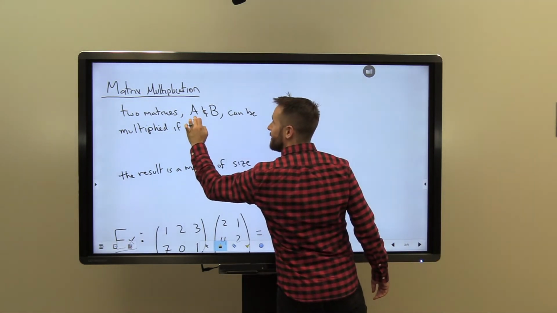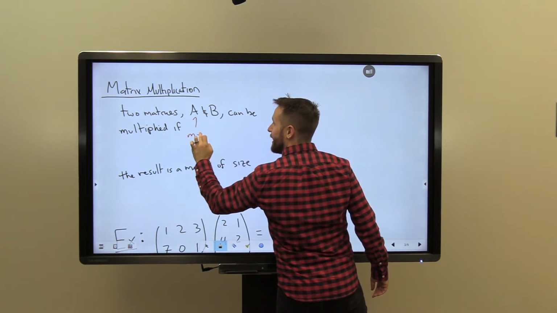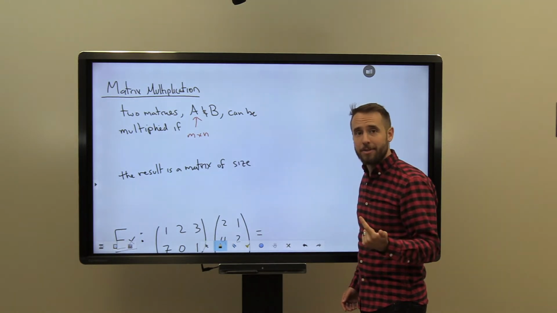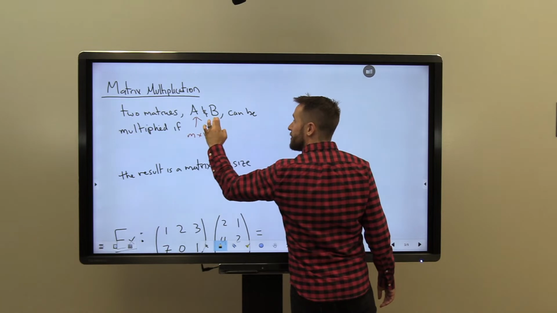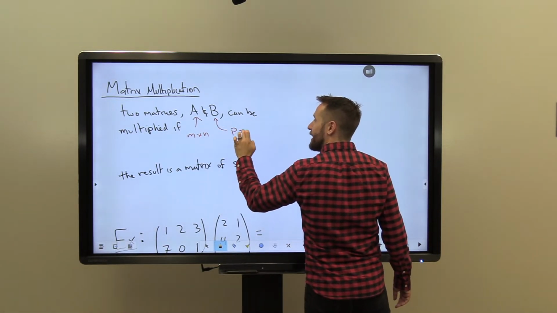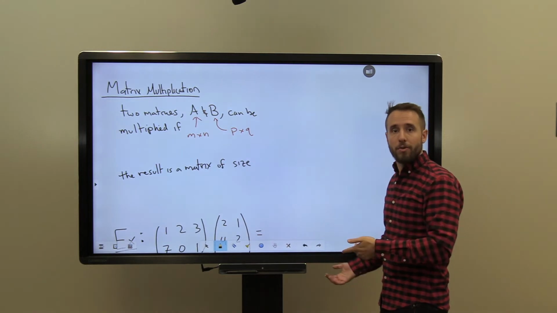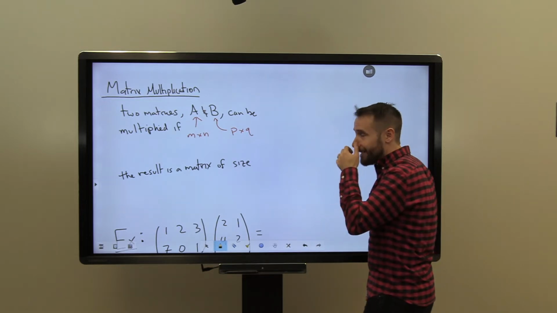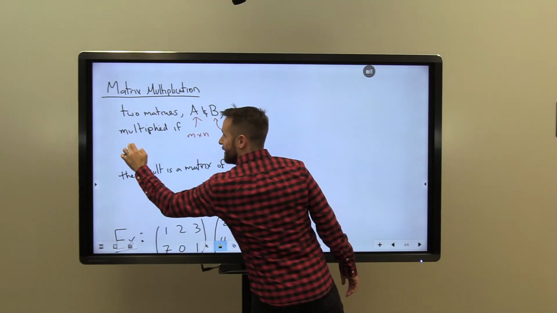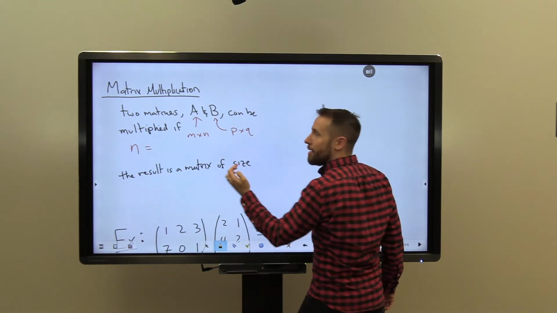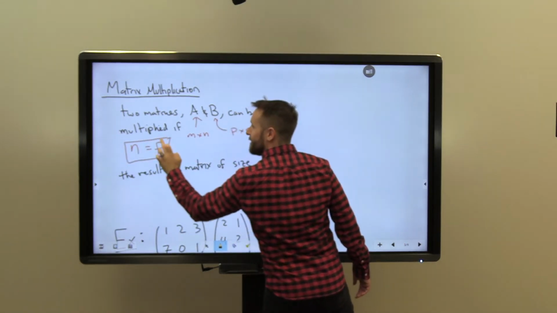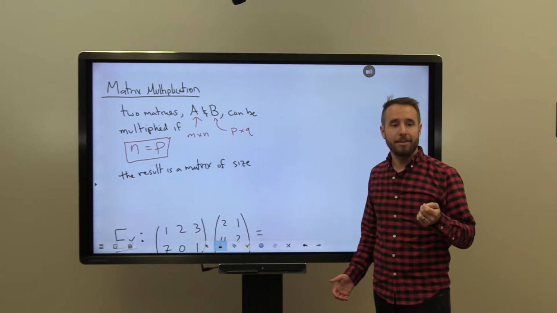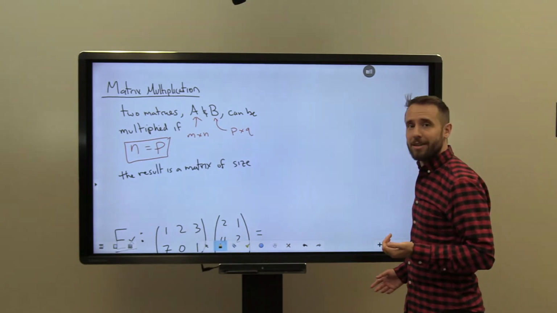So our matrix A, let's call that an m by n matrix, right? And again, that means that it has m rows and n columns. And matrix B, that could be some other size. So let's call that a p by q matrix. So p rows, q columns. These two matrices can be multiplied together if the number n is equal to the number p, right? And said in plainer language, it's if the number of columns of the first matrix is equal to the number of rows of the second matrix.